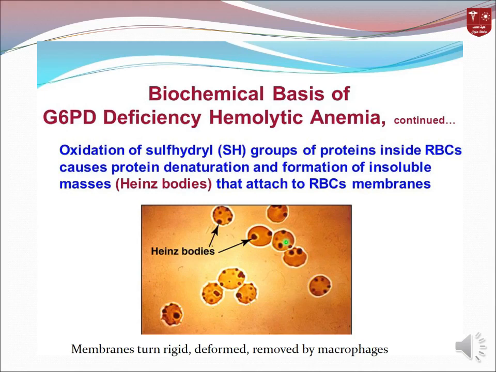So this slide presents how we can diagnose G6PD, another method for diagnosis. As we said before, G6PD deficiency leads to a reduction in the amount of NADPH. NADPH is not present anymore, and also reduced glutathione, GSH, is not present anymore. Absence of these leads to oxidation of the sulfhydryl groups of proteins inside the red cell. Denaturation of proteins inside the red cell, they will form insoluble masses like the black dots we can see here under the microscope. These black dots are due to protein denaturation inside the red cell and their precipitation as such. So these are called Heinz bodies and these dark spots can diagnose G6PD under the microscope.